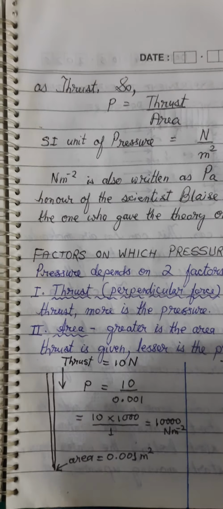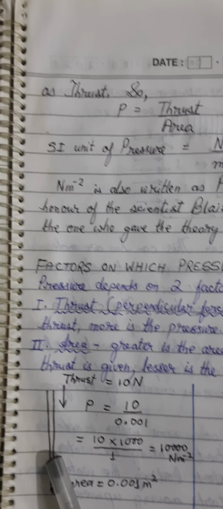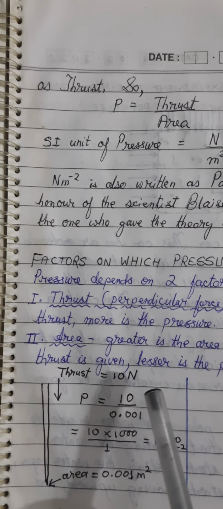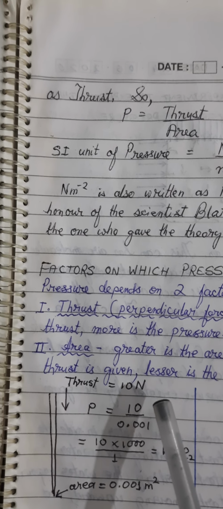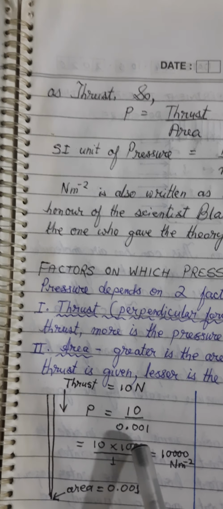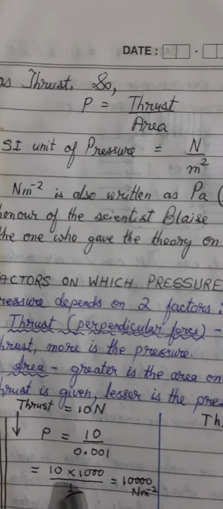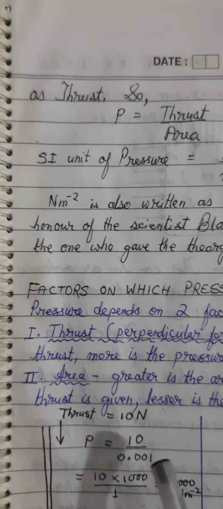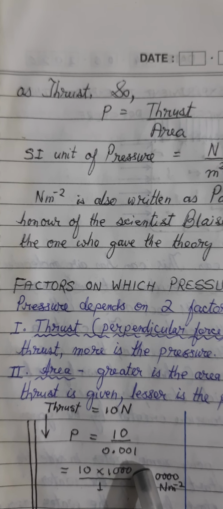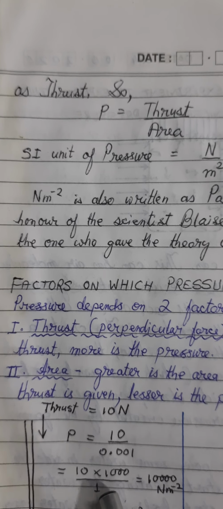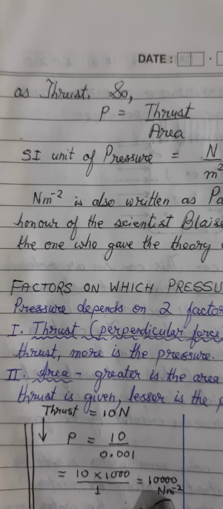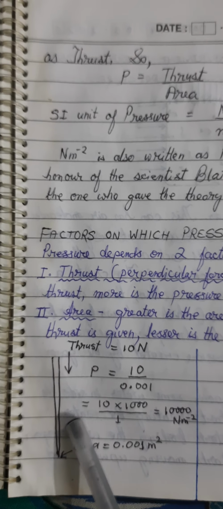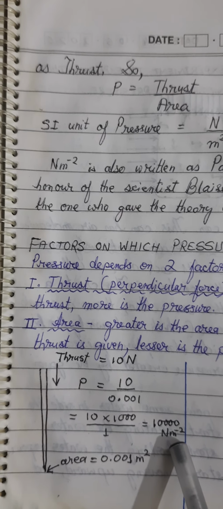Let us calculate the pressure for both pins. First, for this particular pin, whose area was 0.001 meter square. Pressure equals force by area, or thrust by area. Thrust is 10, area is 0.001. To remove the decimal from the denominator, we give 1000 on the numerator. So 10 into 1000 is 10,000 Newton per meter square. The pressure produced by this particular pin is 10,000 Newton per meter square.